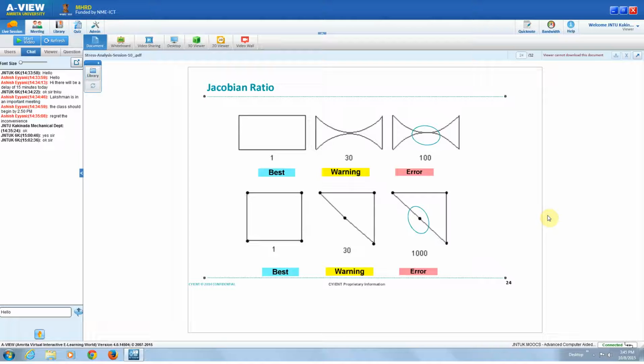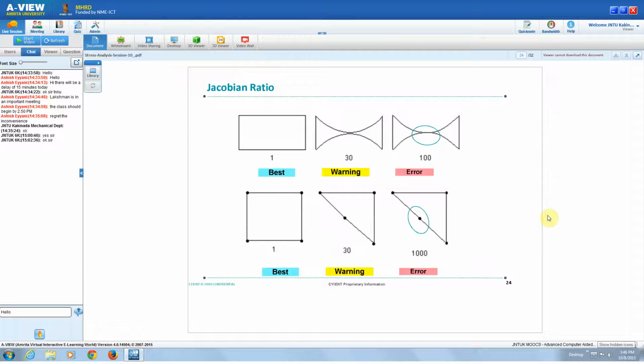So now coming to Jacobian ratio for quadrilateral, one is perfectly square or rectangle. There is no issue here. This is the best, and these are the warning elements. This is one type of warning element, and this is another type of warning element. If you see this, as these nodes move towards the element, the Jacobian ratio will increase.